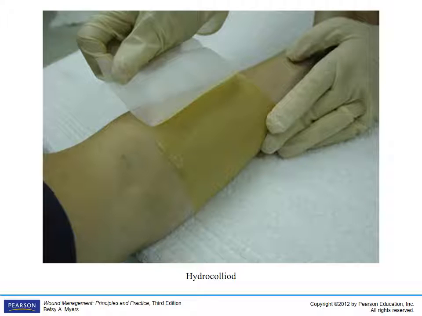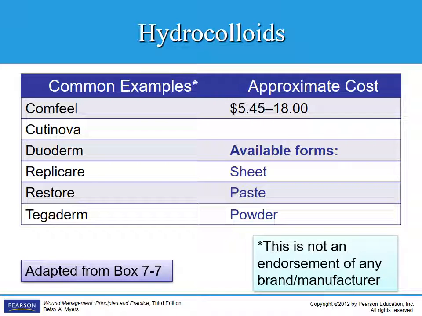There is an example of a hydrocolloid. Here are some of the names and the cost of hydrocolloids. Tegaderm and Duoderm are the ones that you're going to see most frequently. It is available in sheets. It's available in paste and a powder.